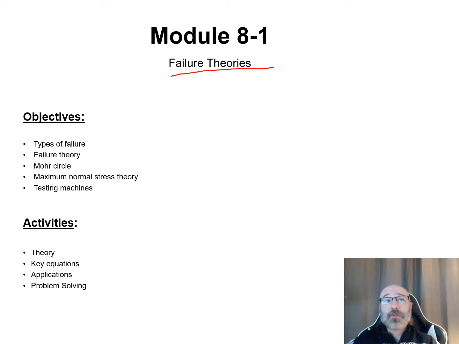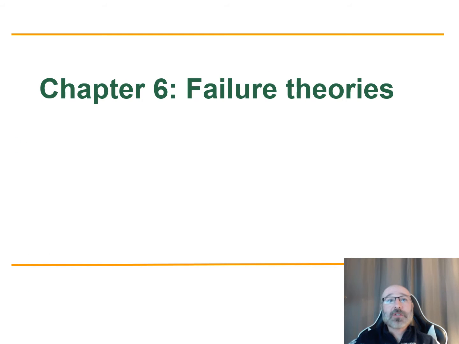So as we begin Module 8.1, we're looking at the topic of failure theories. Within this, we have a couple different objectives. We're going over our types of failure, talking about the failure theory, looking at Mohr's circle, discussing our maximum stress theory, and also looking at some different testing machines. Within this module, we're going to go over some of the governing theories, talk about some of the key equations, look at some practical applications, and then go through some problem solving. Relating to our textbook, this covers Chapter 6 with the topic of failure theories.